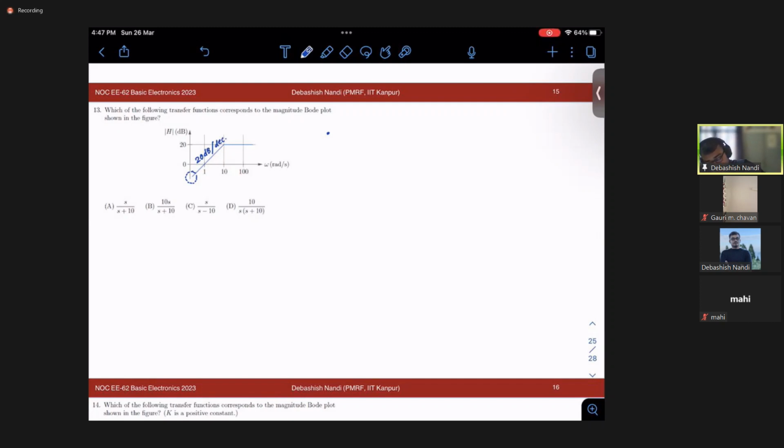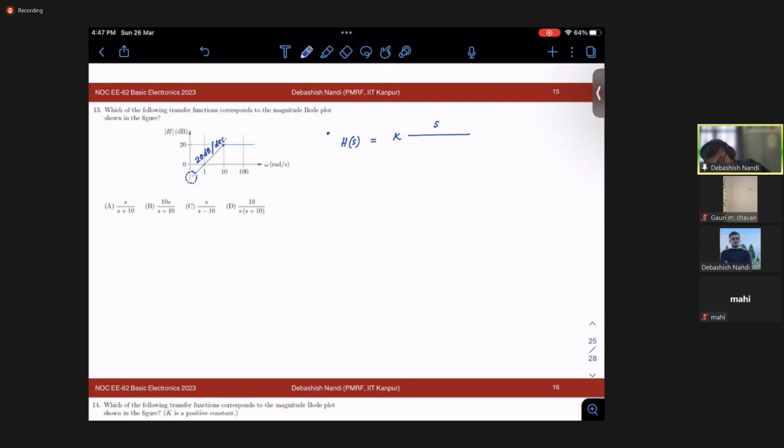So you know that your transfer function will have some constant and a zero at s equal to zero, right? And zeros are represented in the numerator of the transfer function. So I will simply write s.